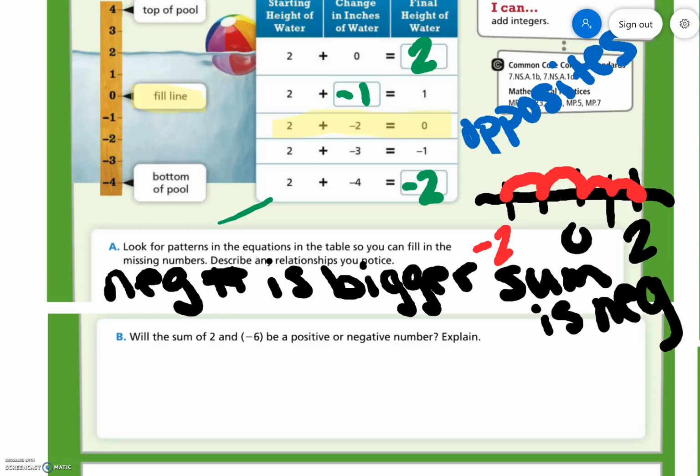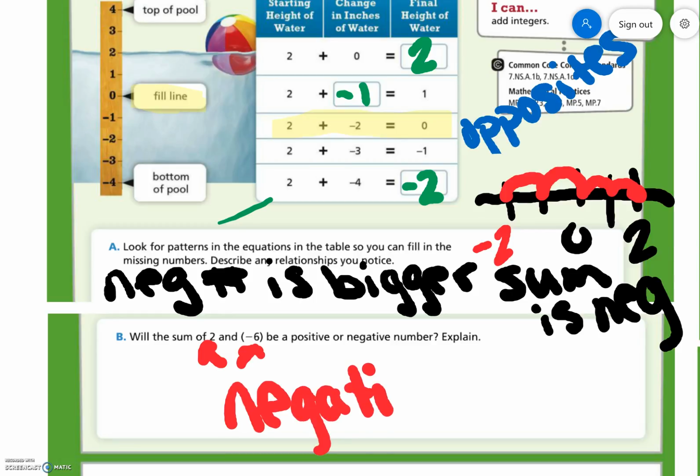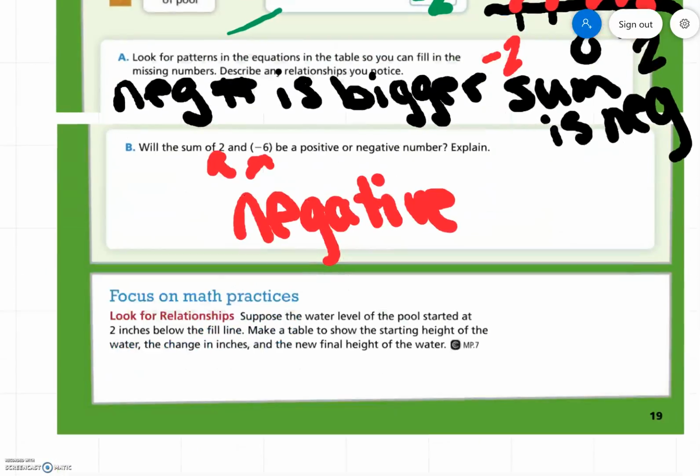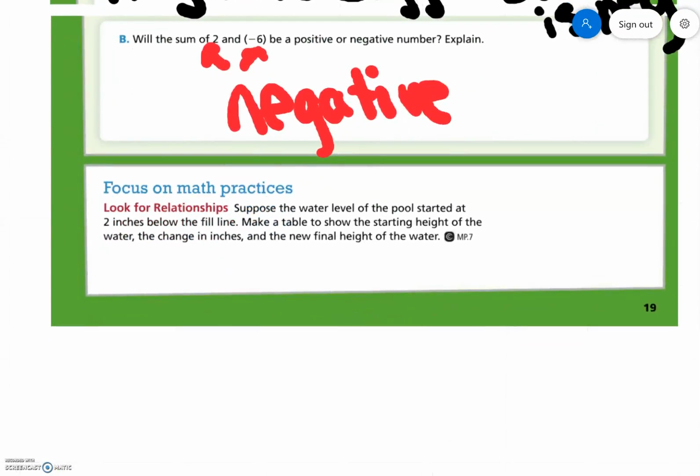All right, will the sum of 2 and negative 6 be positive or negative? So talking about what we just talked about, what number is bigger, 2 or 6? The 6 is bigger. So is the answer going to be positive or negative? Negative. Because if we go up 2 and back 6, we're going to be more negative. Think about walking on a number line.